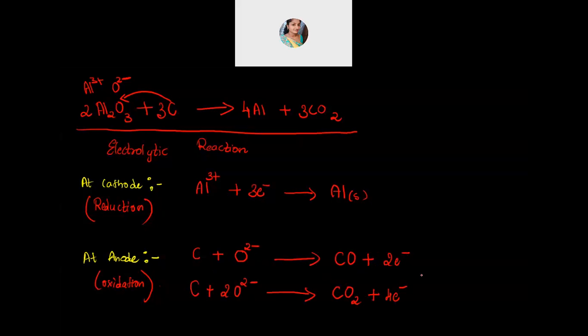Understood, students? It's easy. It is not difficult. You have learned all this. Cathode, anode, you know. The only thing you need to know is how alumina gets reduced and oxidized at the cathode and anode. Yeah, copy this down now. Copy this down.